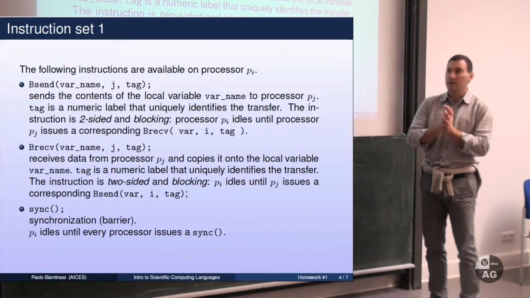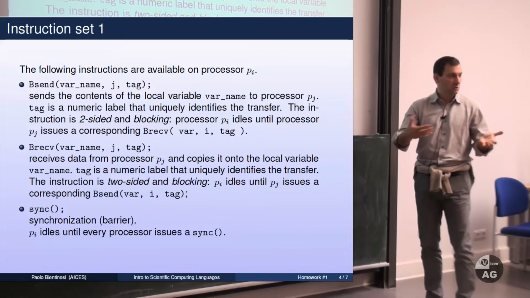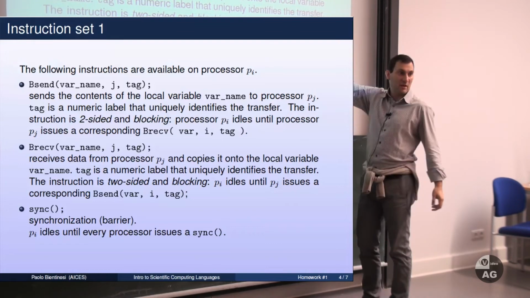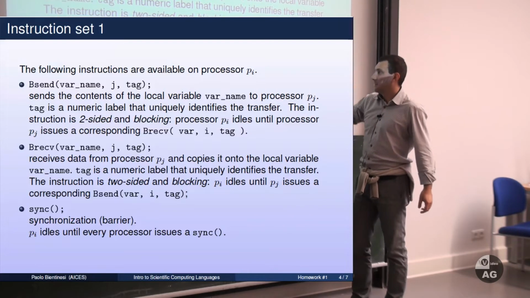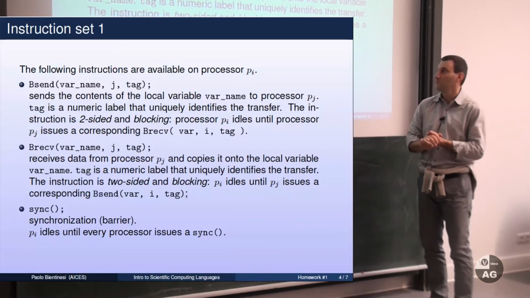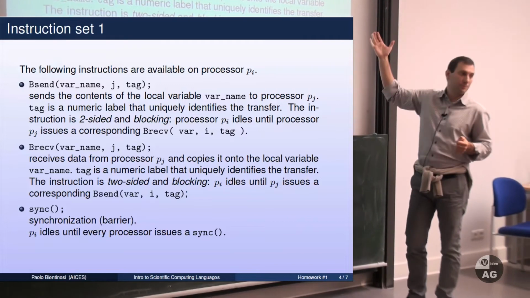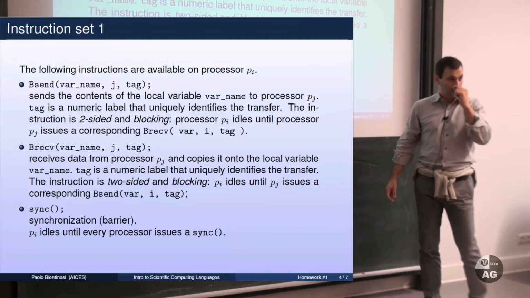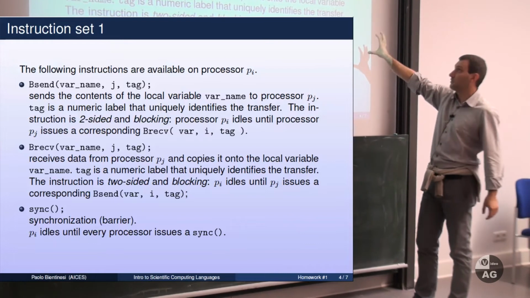Instruction set number 1. Here I specify how these processors communicate, how they exchange data. I say that they exchange data by means of two instructions, bsend and breceive. And then they have a third instruction, basically to synchronize, if they need to. For those of you who are familiar with MPI, these are pretty much the standard send and receive from MPI. But don't think about MPI, just read the definition. Everything is spelled out here.